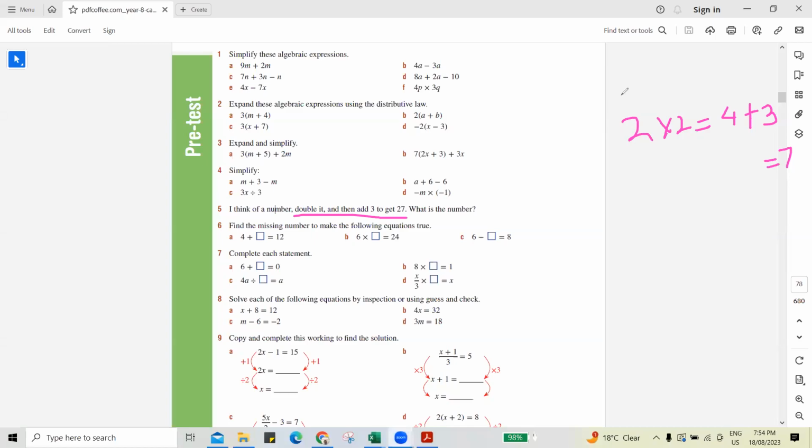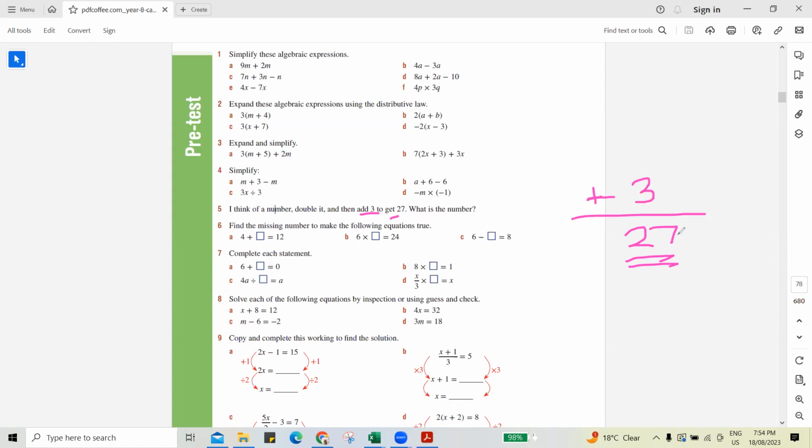Say we are going backwards. Final answer is 27. How does it come? You added 3, no? Something you plus 3, it becomes 27. Then what would the top number be? It's 24. See? Then you add 3 to get 27. I did that. I'm going backward.